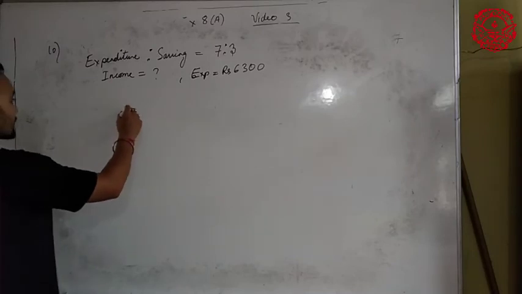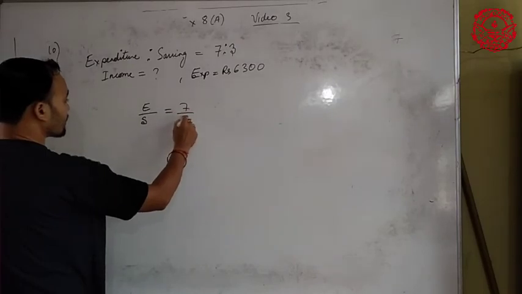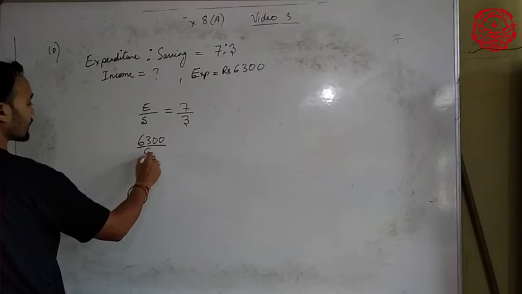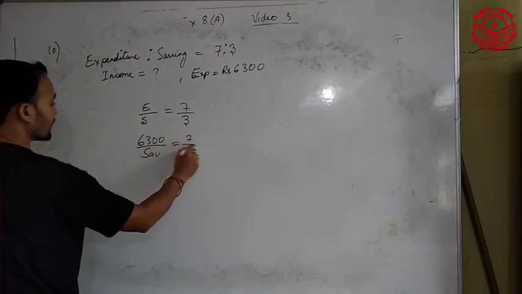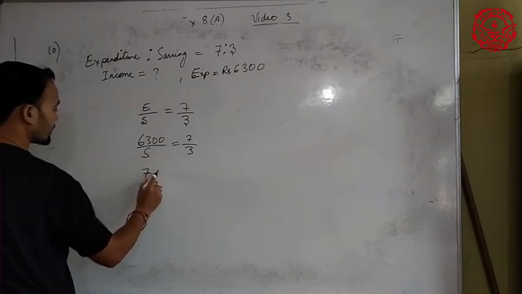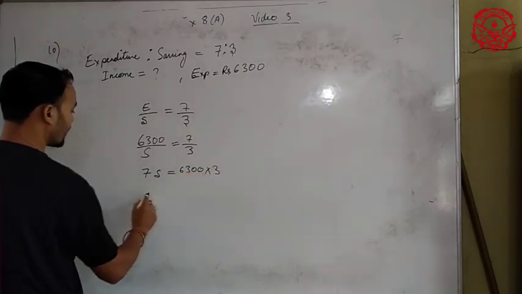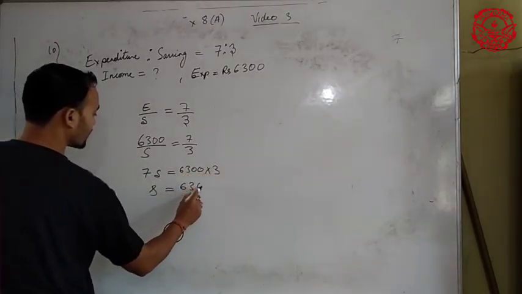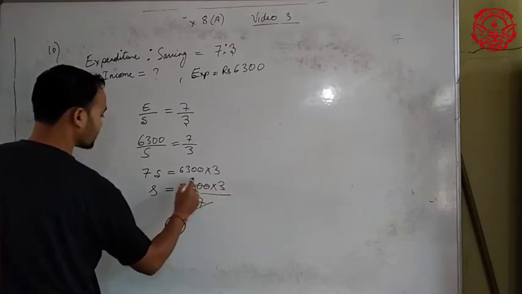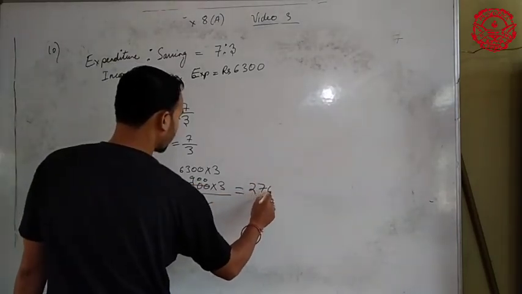Now, see the ratio, expenditure E to savings S is 7/3. Now, value of expenditure is given, 6300, and the savings is 7/3. It will be 7S, okay? Let it be savings. 7S equal to 6300 into 3. Now savings equal to 6300 into 3 by 7. It is 900, it is 27. So savings is rupees 2700.